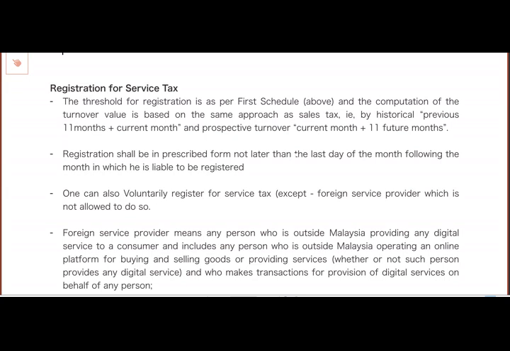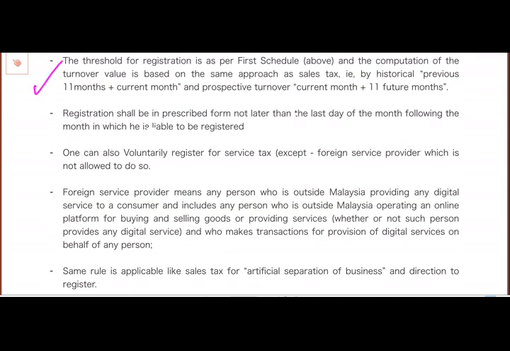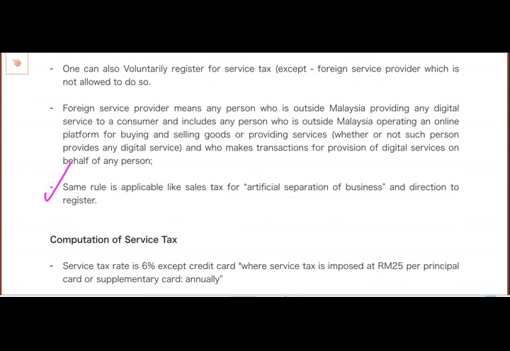Okay, please come to page 353. Now, a lot of the same things I won't repeat. Registration requirement is the same. So how do you measure historical sales, prospective sales, registration due date? Same, okay? Now, it's the same rule if you have artificial separation. So I don't have to repeat, okay?